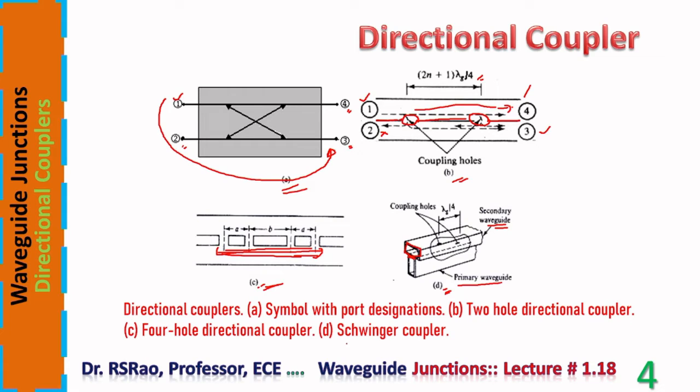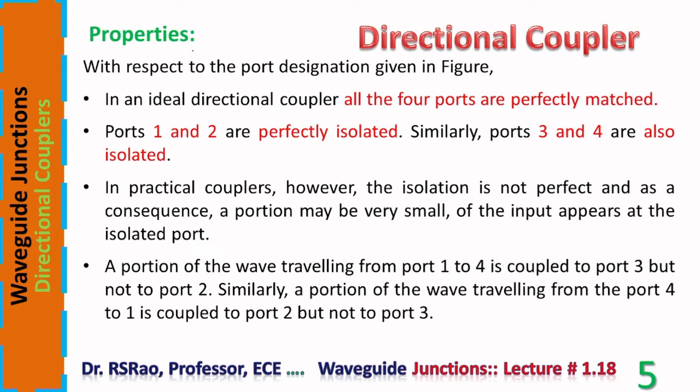This is the Springer coupler. The coupler that is shown in B is quite crude, but it is useful in understanding the functioning of directional couplers. Whereas the coupler shown in D is a sophisticated one with a decent performance characteristic. Now we try to understand the properties of directional couplers.